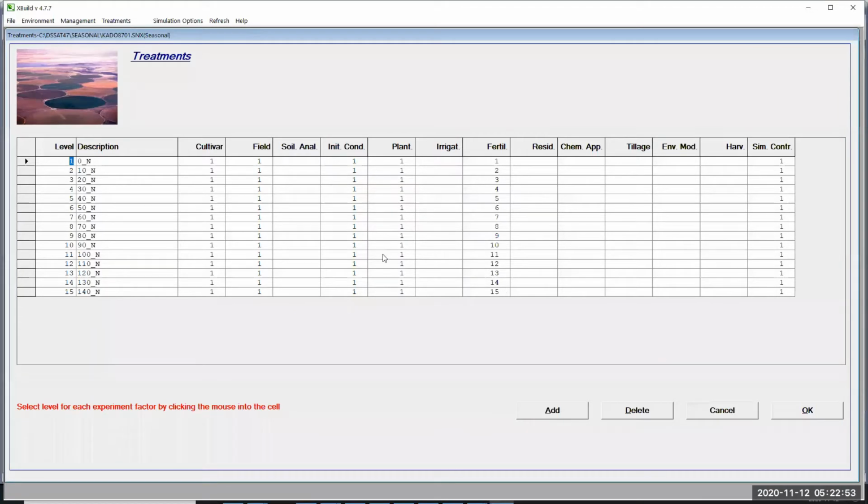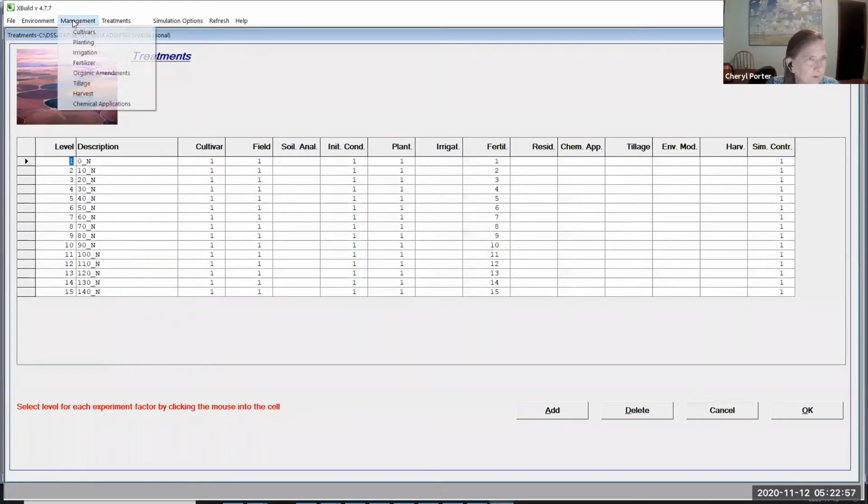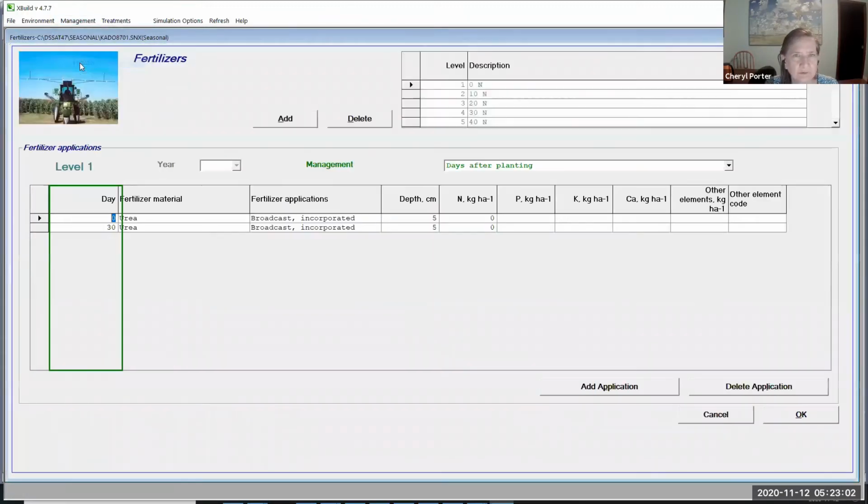Okay, so let's look at the fertilizer treatments that I set up. So I'm going to Management, Fertilizer.